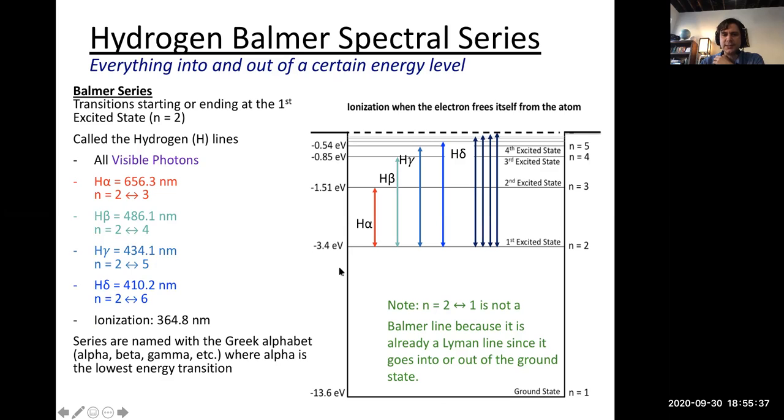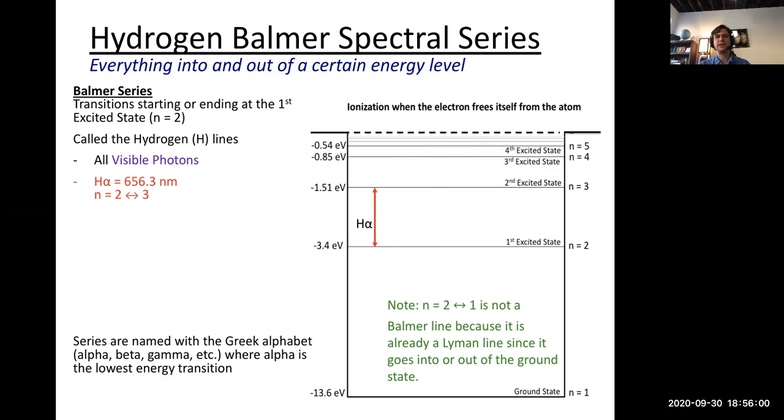So it'd be 13.6 minus the 10.2, that's right there. So we're talking about 3.4 electron volts of energy. And that gives us a wavelength of 364.8 nanometers, just right on the edge of visible to ultraviolet. So all of these are visible photons.